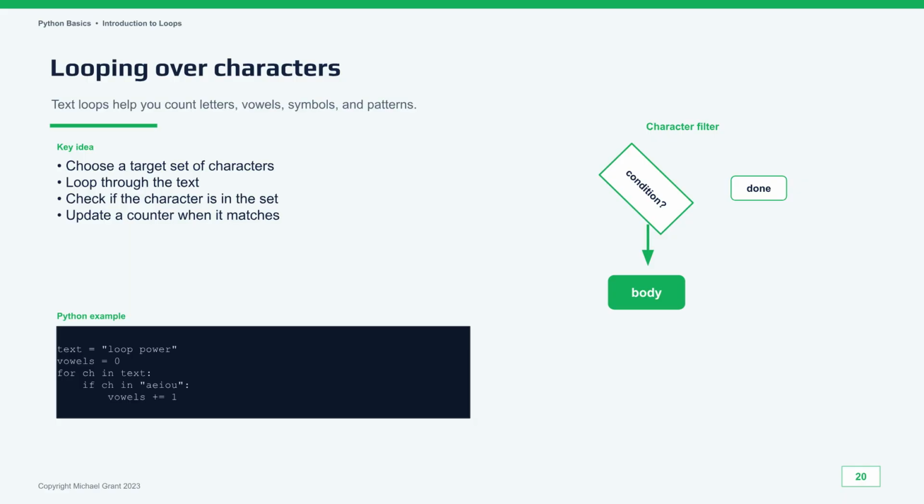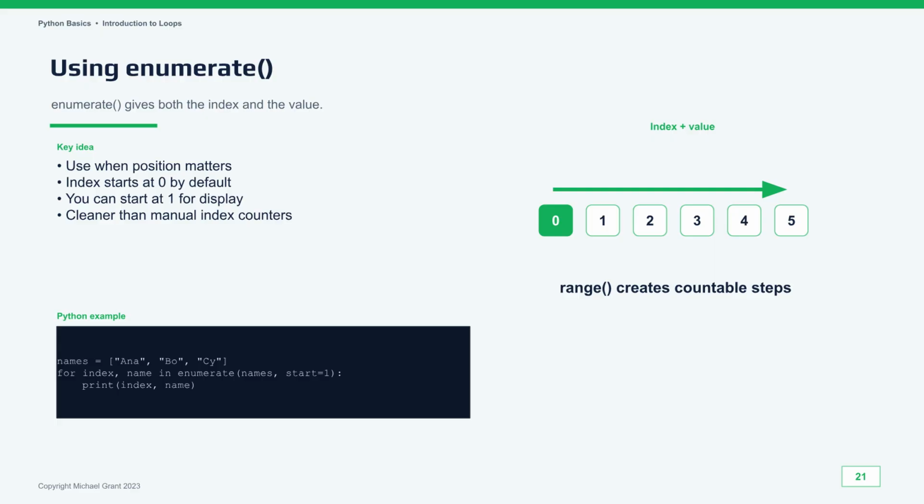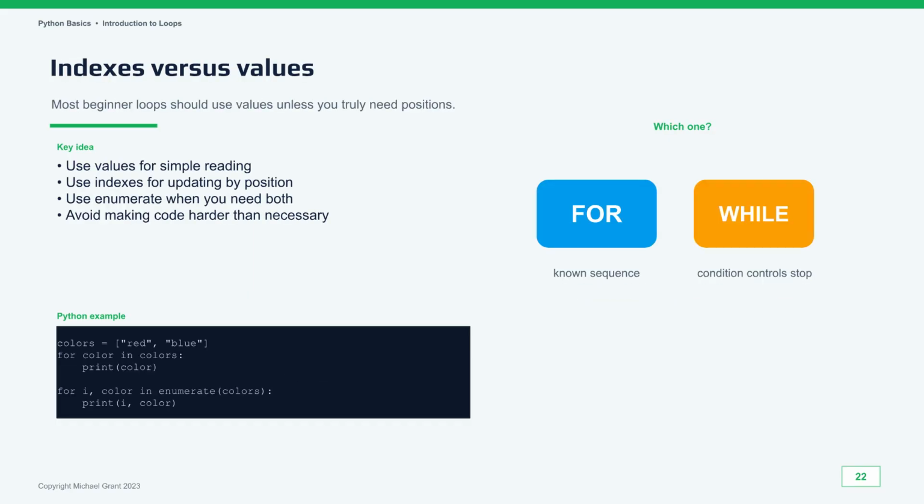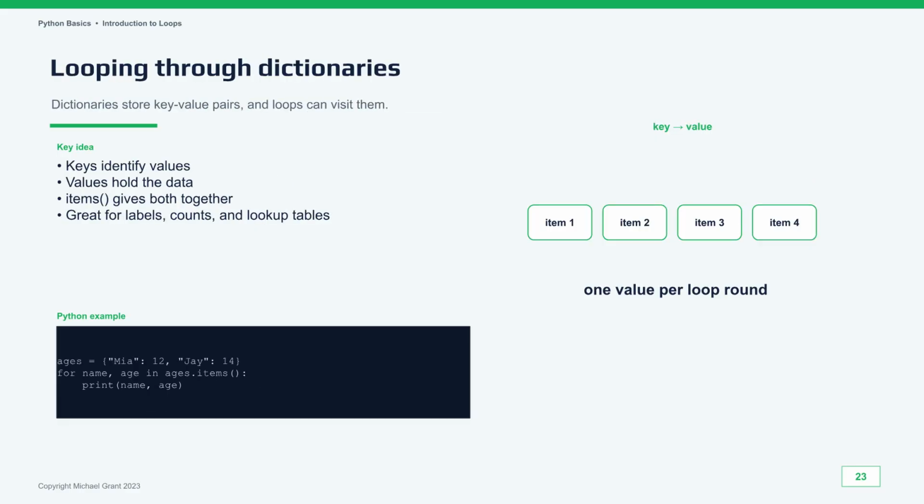Sometimes, you need both the index and the value while looping. The enumerate function handles this gracefully. It gives you a clean way to access the position of each item without needing to manually manage a separate counter variable. In Python, it's generally best to loop over values directly unless the position is strictly necessary. Using enumerate strikes a good balance when you need both, keeping your code cleaner and more Pythonic than managing manual index counters. When dealing with dictionaries, you can loop through the key-value pairs directly.